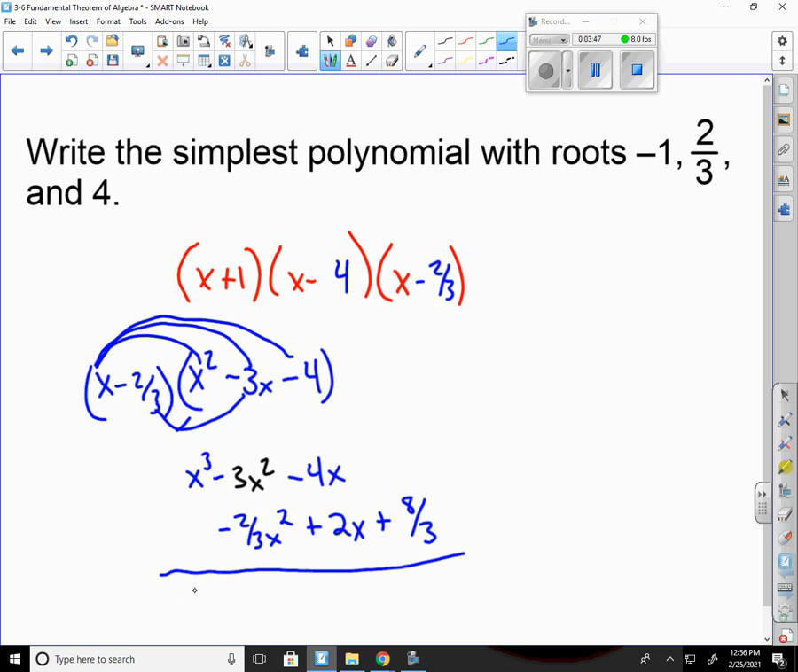Combine my like terms here, x to the third. Now doing -3x squared minus 2/3 x squared, it's going to be easier just to make this 9/3. Then 9 minus 2 is 7, so it would be plus 7/3 x squared minus 2x plus 8/3. That's the simplest form of this polynomial.